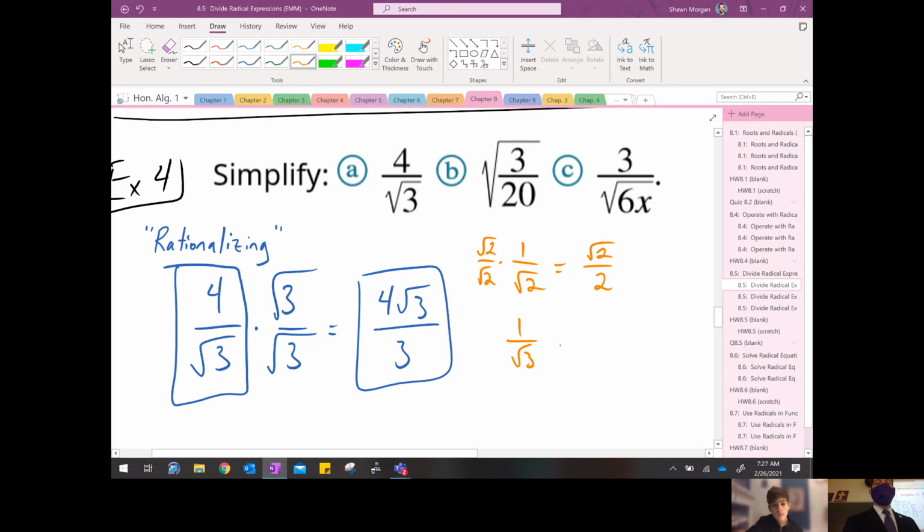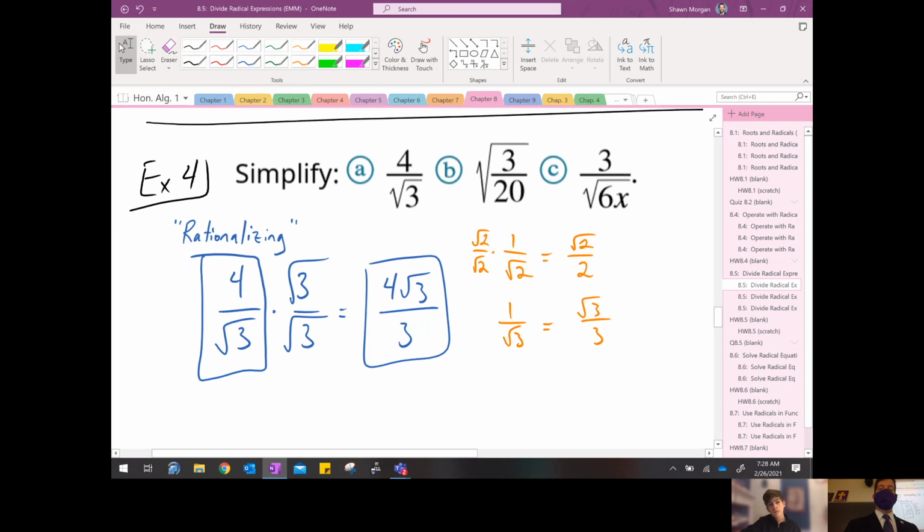1 over square root of 3. Now don't be silly and multiply it by square root of 2 over square root of 2 again. We want something different. Alex, what'd you get? Attaboy, square root of 3 over 3.